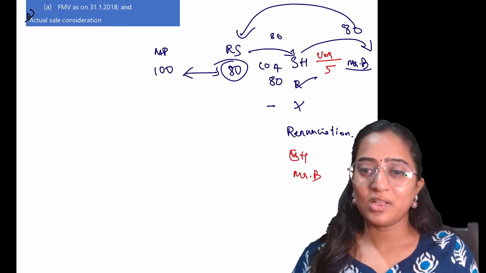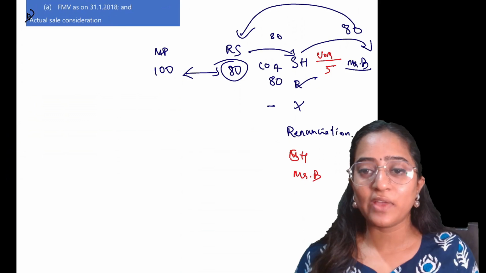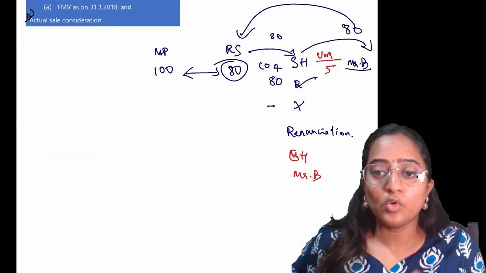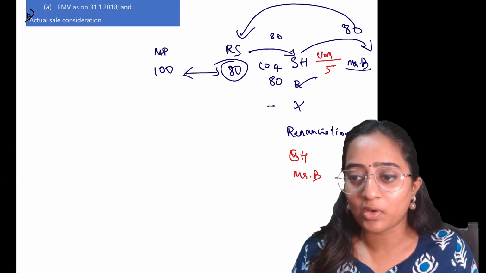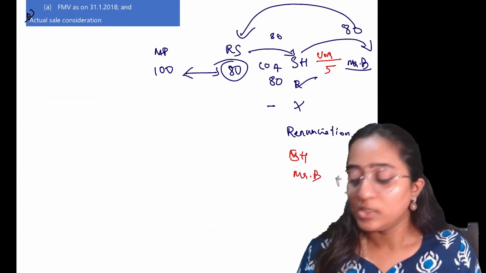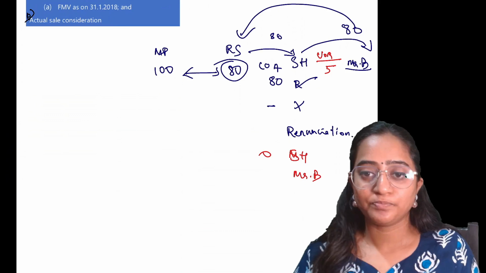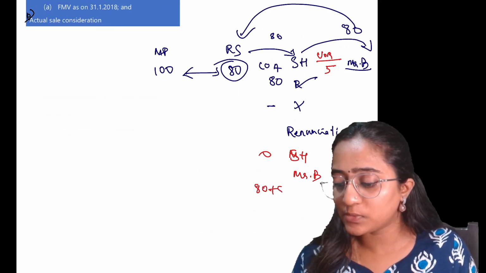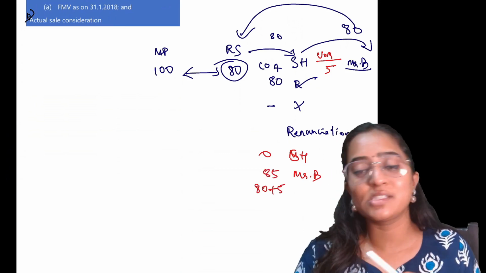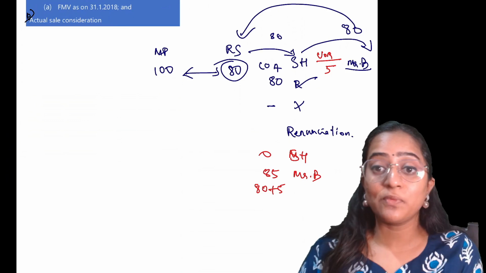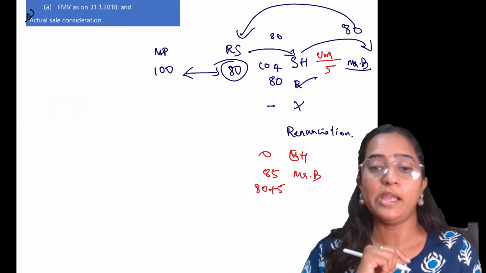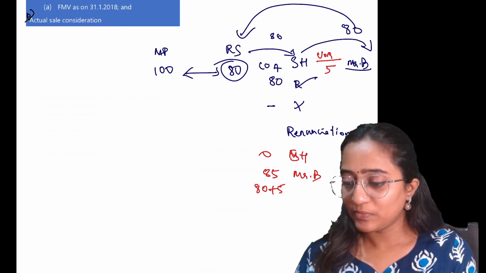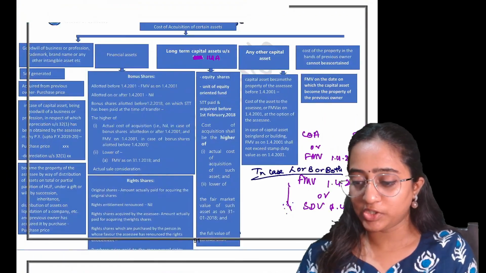People, for the shareholder, this fellow is not giving anything. I told you, cost means something which is moving out of your pocket. He is not giving anything, so the cost of acquisition would be nil. Mr. B, on the other hand, is paying 80 plus 5. It is going to be 85, which is given to the company. So the cost of acquisition for Mr. B would be 85. Clear? This is the concept of right shares.